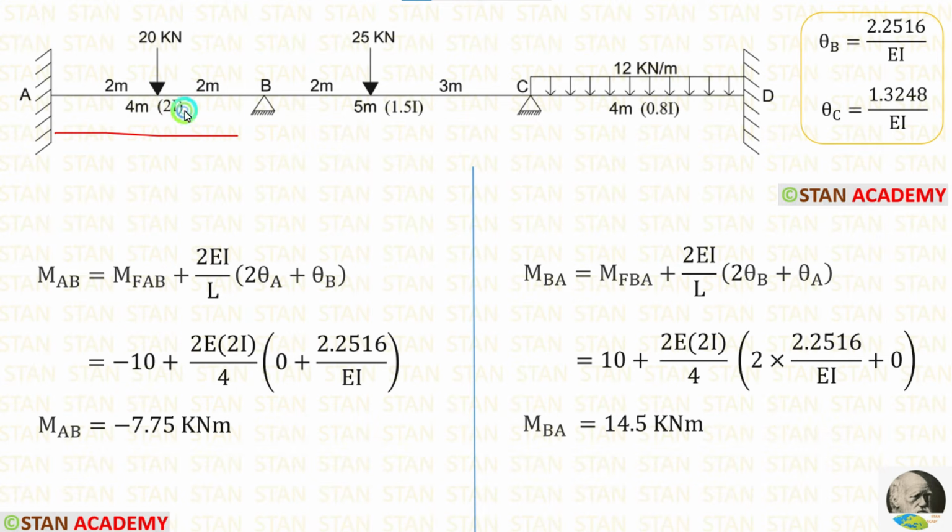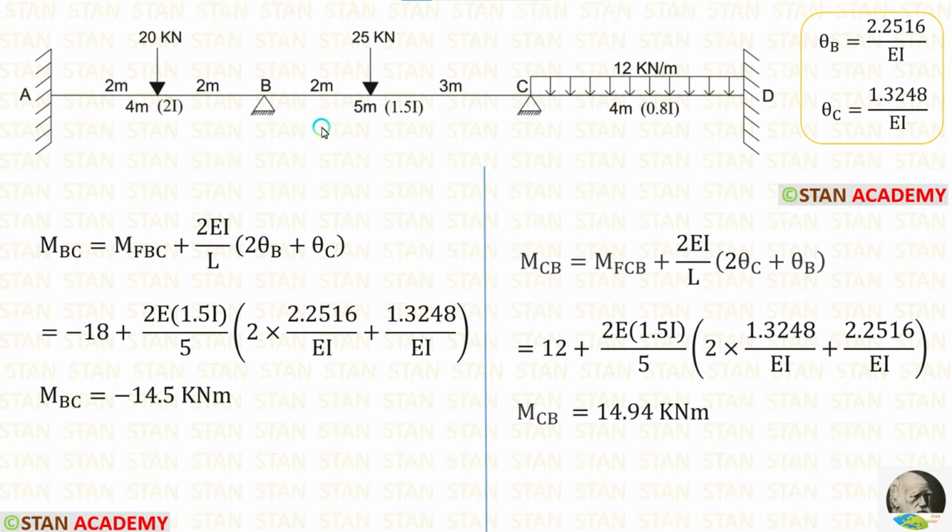For AB, the moment of inertia is 2I and the length is 4 meter. Let us apply in both of the equations. After applying the value of theta B in both of the equations, we are getting MAB and MBA.